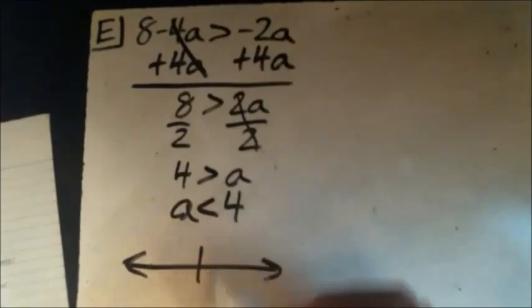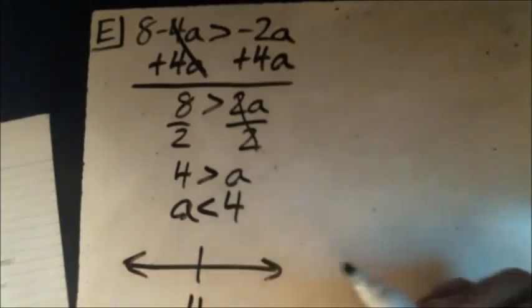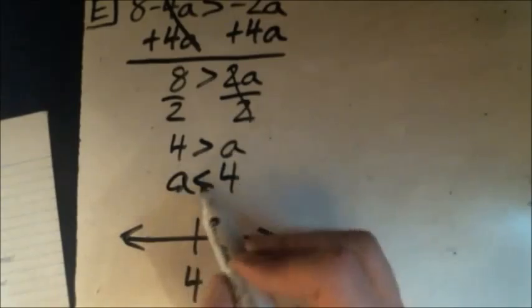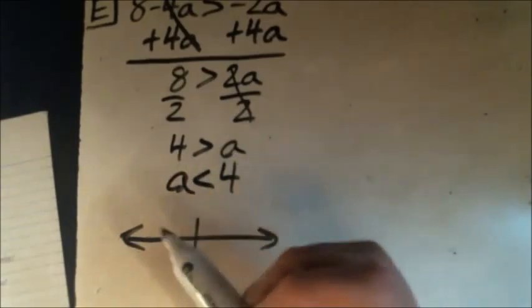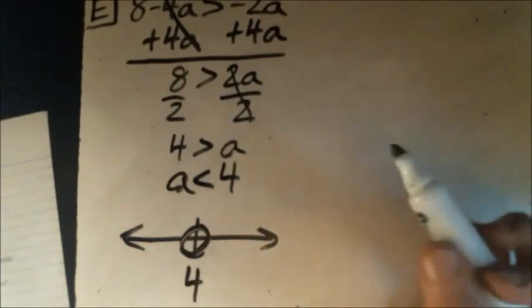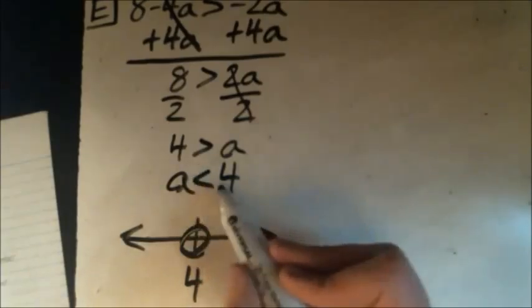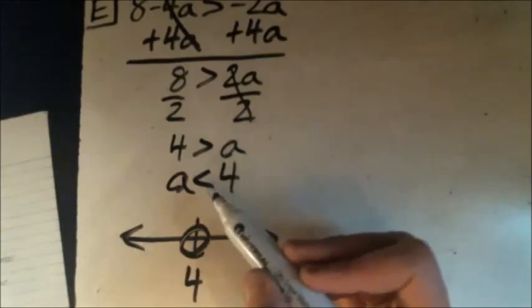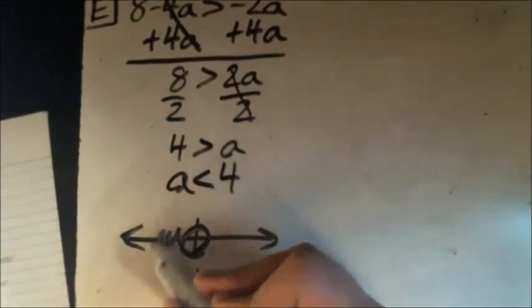So when I shade or when I graph this, the 1 point that I care about is my 4. So that's going to be on my tick. All right. And then it's a less than sign with no equal, so it's going to be an open circle. And my arrow, because my variable's on the left, I can use my arrow trick, and my arrow is pointing towards the left, so I'm going to shade towards the left.